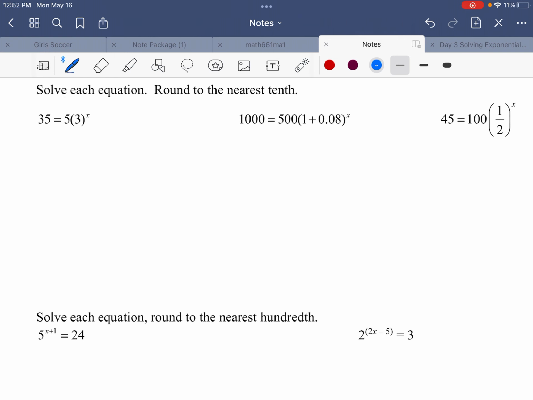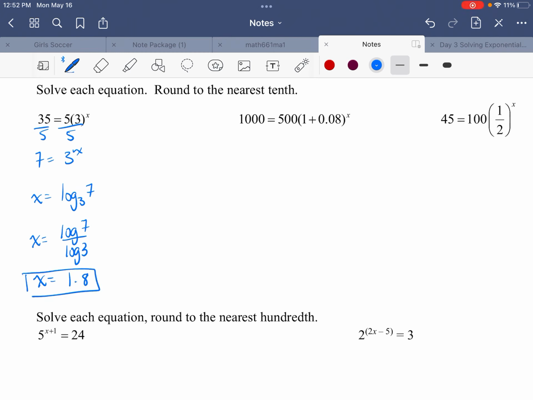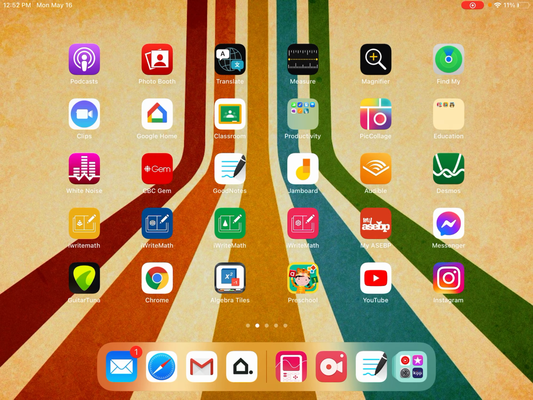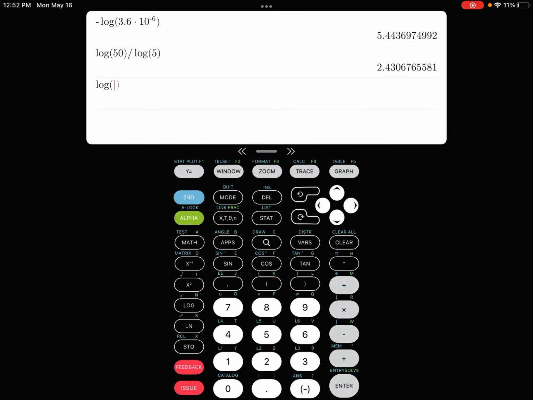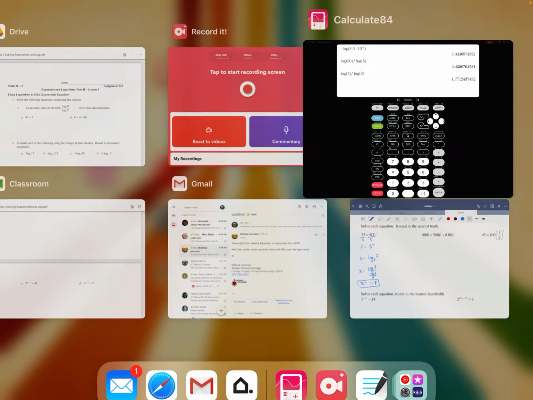We can get a little bit more complicated, and so we might have to do a little bit of algebra or cleaning up equations before we actually take the logarithm of either side. In this case, divide by 5 first, and you get 7 is equal to 3 to the x. That means x is equal to log base 3 of 7. Using our change of base, we get x is equal to log 7 divided by log 3. So x is approximately 1.8 if you evaluate that on your calculator. Again, you can type in log 7, remember to close your brackets, divided by log 3. Hit enter, and you get 1.77, which rounds to 1.8.